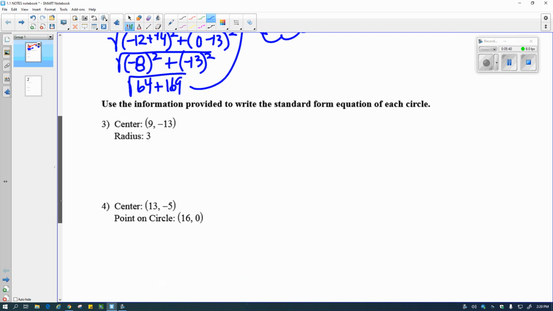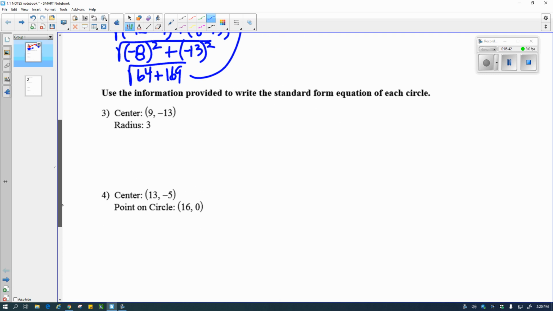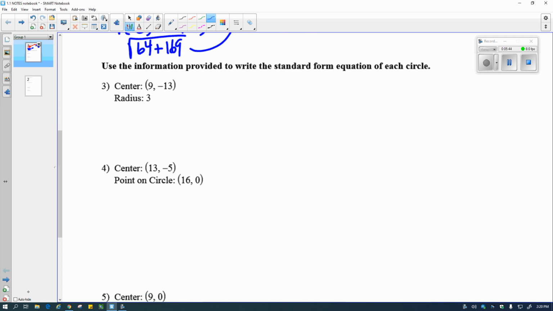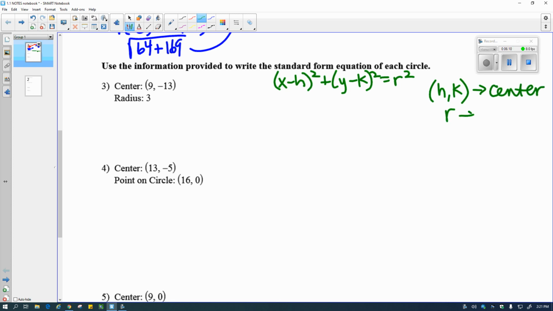We're going to move on to plugging into the equation of a circle. And again, there are different approaches, and you might have one approach that you learned from a teacher in your past, but the basic layout for a circle is x minus h quantity squared plus y minus k quantity squared equals the radius squared, where h, k is the center and r is the radius.